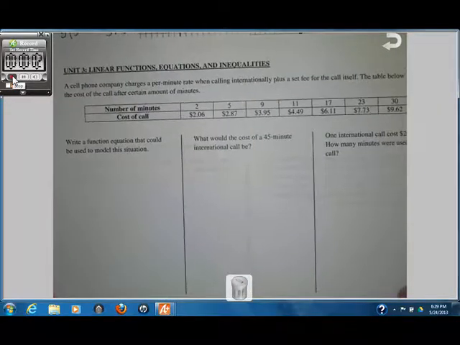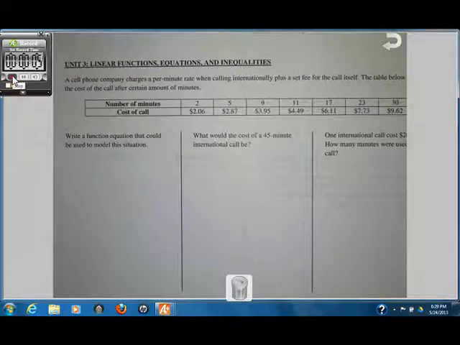Okay, we're picking up on linear equations, functions, and inequality. Functions. What fun. Okay, so let's take a look. So they gave us a table. If you want to read the words, you can. Typically, the words sometimes get distracting.